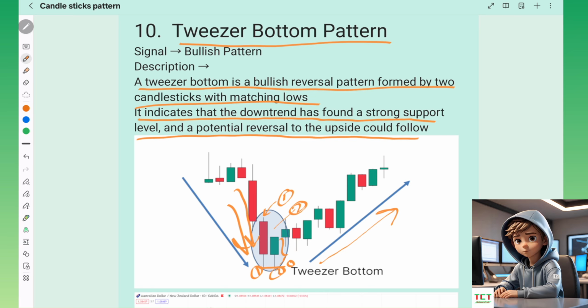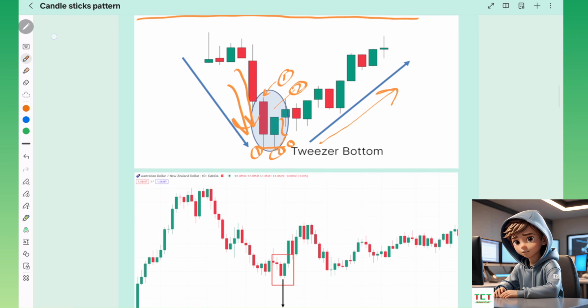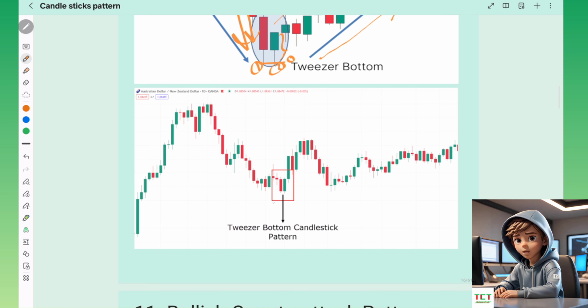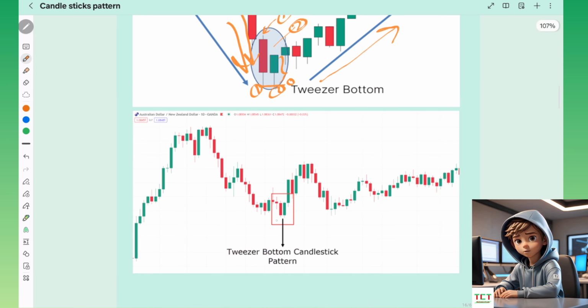Think of it like this. Imagine someone trying to break through a door twice and failing both times. After the second failure, they give up. Similarly, sellers give up after failing to break the support twice. The tweezer bottom is most effective when it forms at a significant support level or at the end of a long downtrend. The matching lows show clear rejection of lower prices.